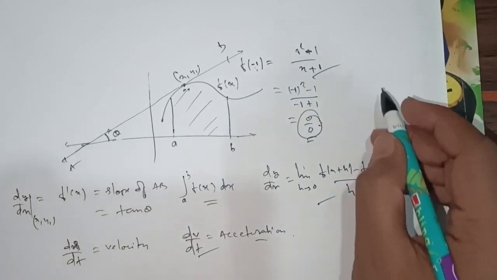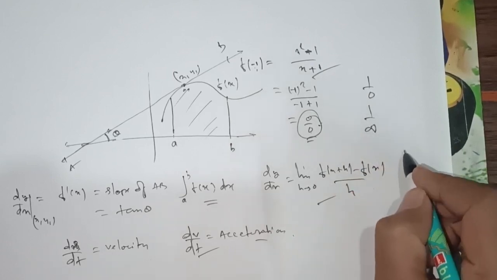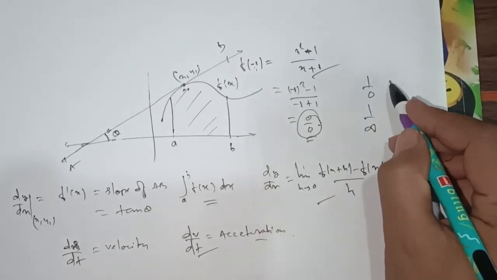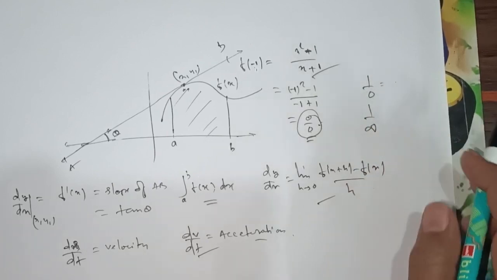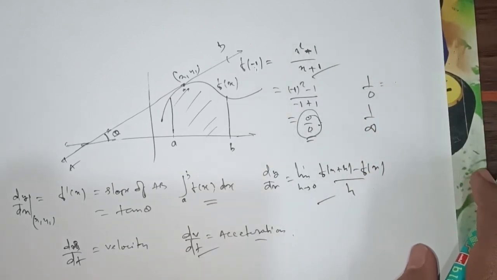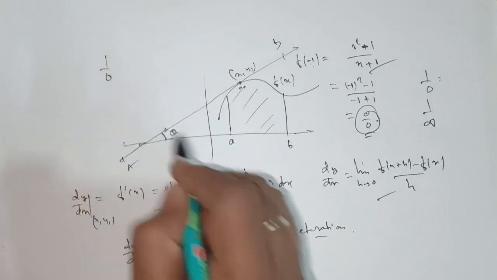See, you cannot say, sir, 1 by 0 is indeterminate or 1 by infinity is indeterminate. Can I say like that? No, we know that 1 by 0 is undefined and 1 by infinity is also undefined. You cannot define. So how could you say that 1 by 0 is undefined? What is the meaning of this one?